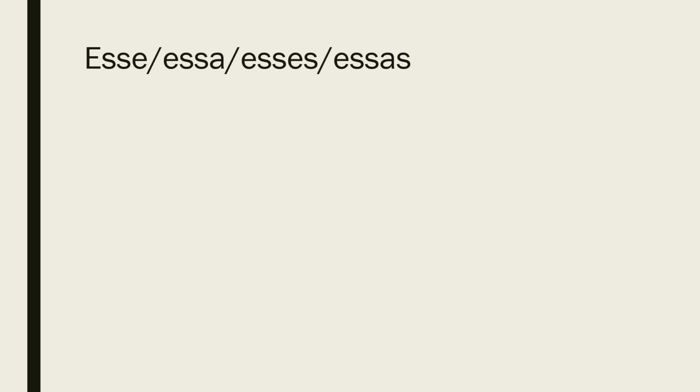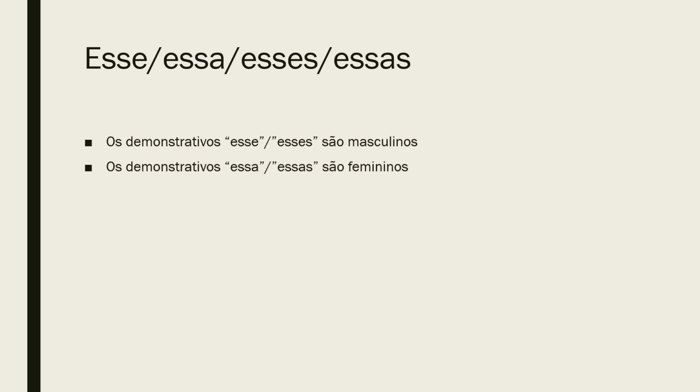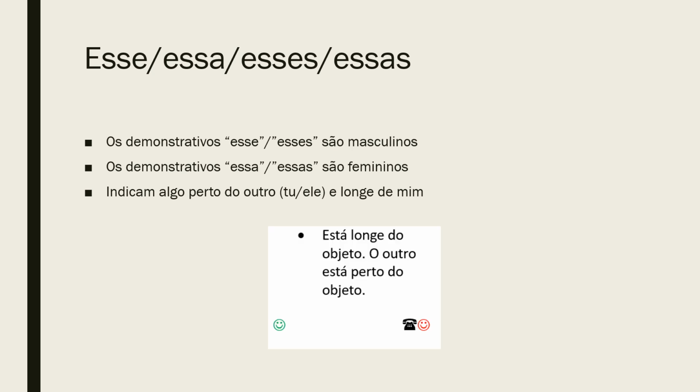Then, second demonstrative, esse, essa, esses, essas. Again, esse, esses são masculinos, essa, essas são femininos. And what they do is that they indicate something that is close to the other person that I am talking to instead of me. I am far away from the object. The object is close to the other. And that is again what I illustrate here. We are still the green emoji. The other person is still the red emoji. Now I am far away from the object, and the object is close to the other person.